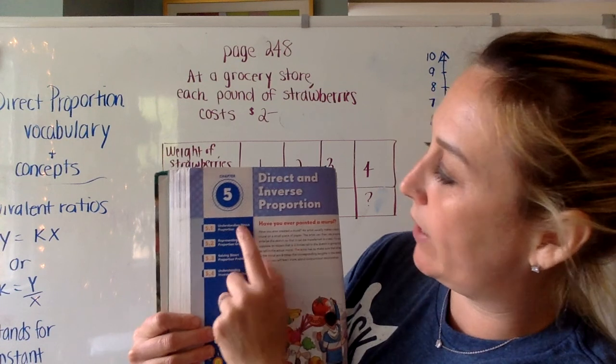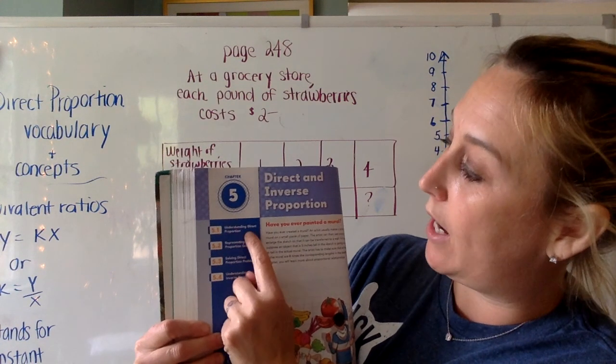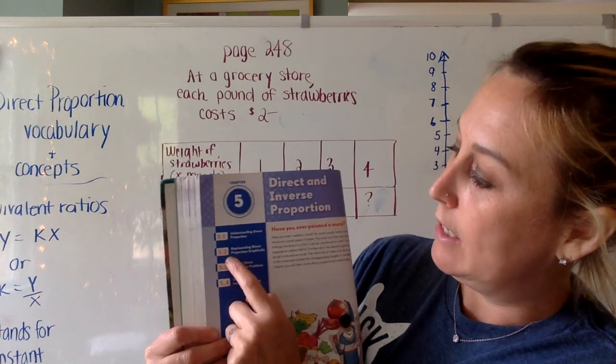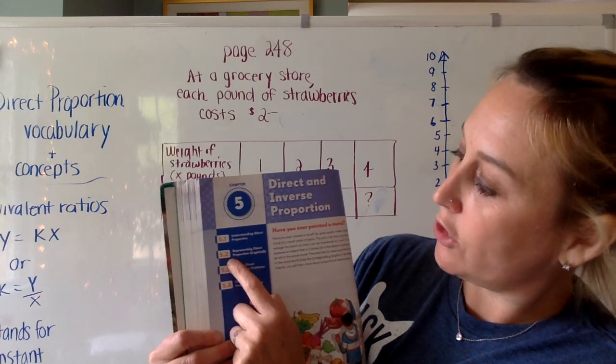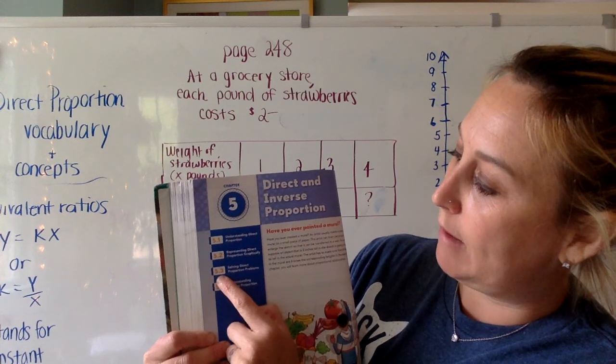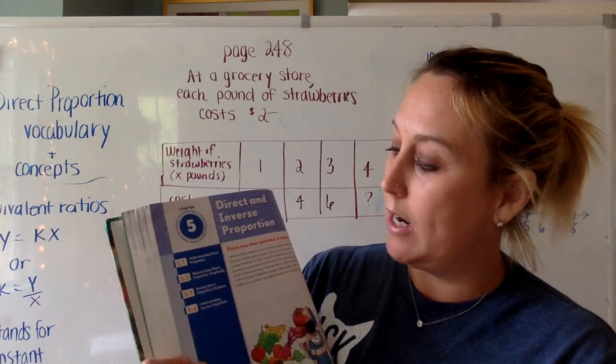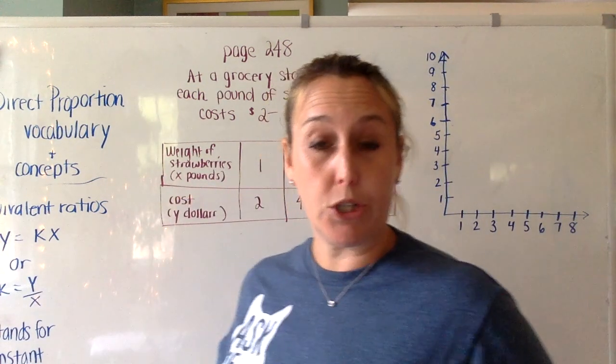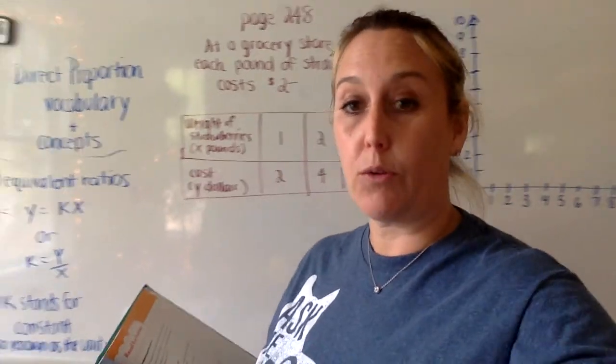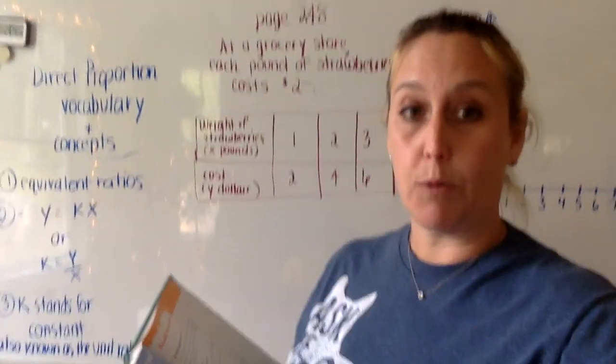So when you look at what we have in the next couple of weeks, we have lesson 5.1, understanding direct proportion. 5.2, representing direct proportion graphically. Number 3, solving direct proportion problems. And we are not doing 5.4, which is understanding inverse proportion, because that is an 8th grade standard, or you will be doing it in Algebra 1.